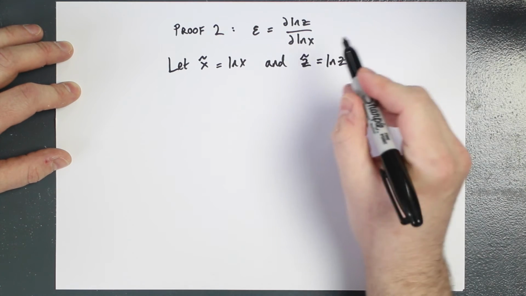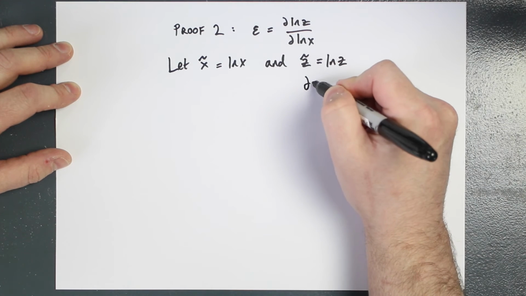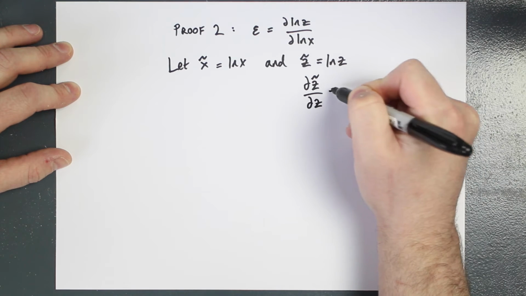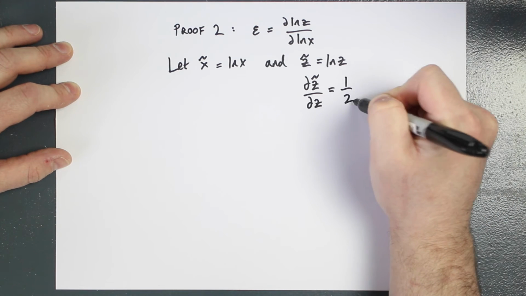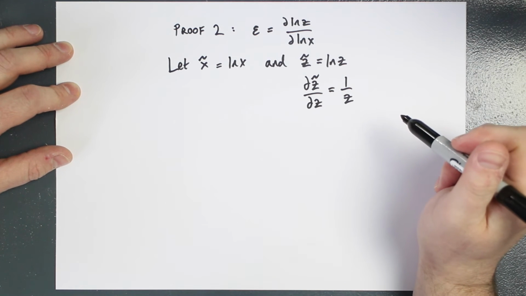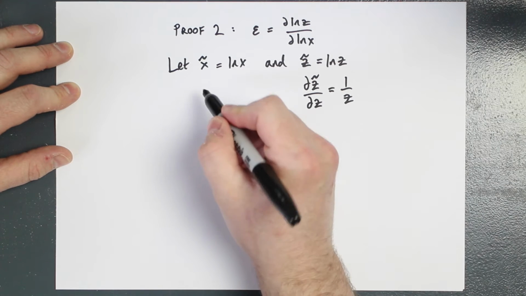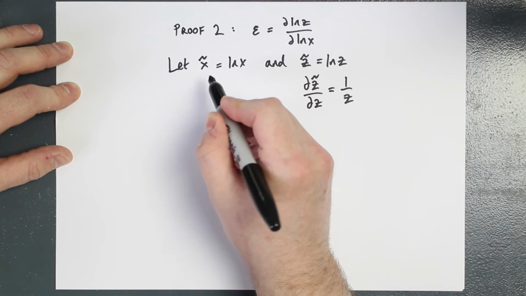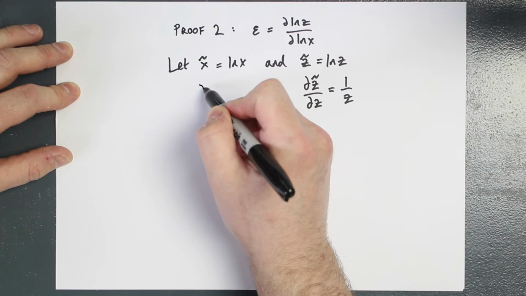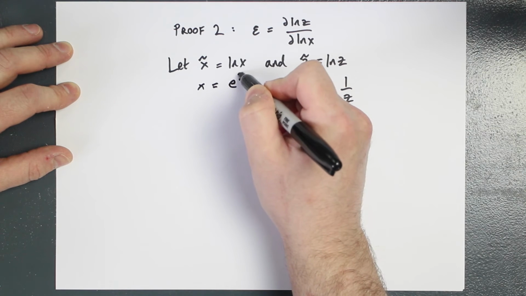What do we know about these? Let's see. Well, we know, for instance, that the partial derivative of z tilde with respect to z is simply 1 over z. That follows from the rules for differentiating logarithms. We also know here, now if I invert this formula, we know that if x tilde is log of x, then I know that x is equal to e to the power x tilde, right?